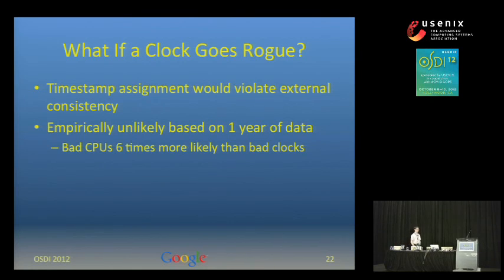based on typical failure modes of clocks and based on empirical data from our fleet of machines over the last year, bad CPUs are 6 times more likely to happen than bad clocks. That is, we might as well assume that the TrueTime constant holds true, because you're far more likely to actually fail your computation because the CPU is doing something bad to your system. So from that perspective, we're willing to assume that TrueTime is correct.